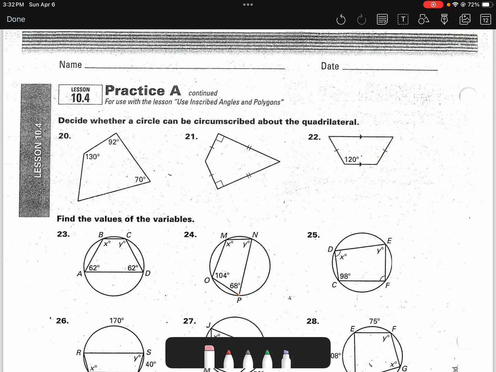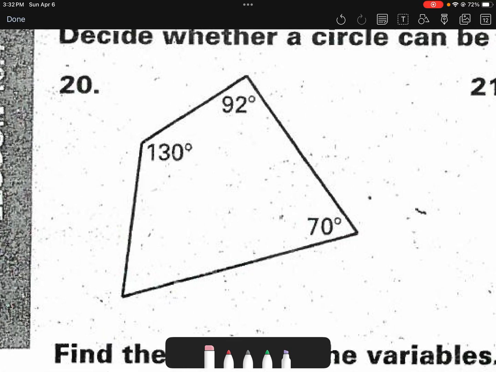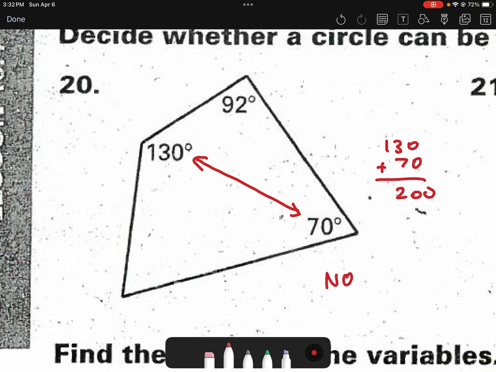This is practice A for section 10.4. We're going to decide whether a circle can be circumscribed about the quadrilateral. So here's number 20. Can we draw a circle around this shape? I know right now that we can't because those two opposite angles add up to 200. They need to add up to 180. Your opposite angles need to be supplementary.